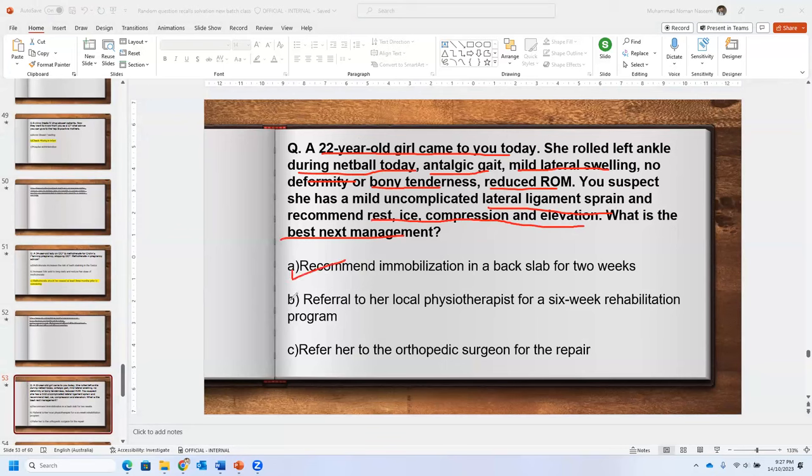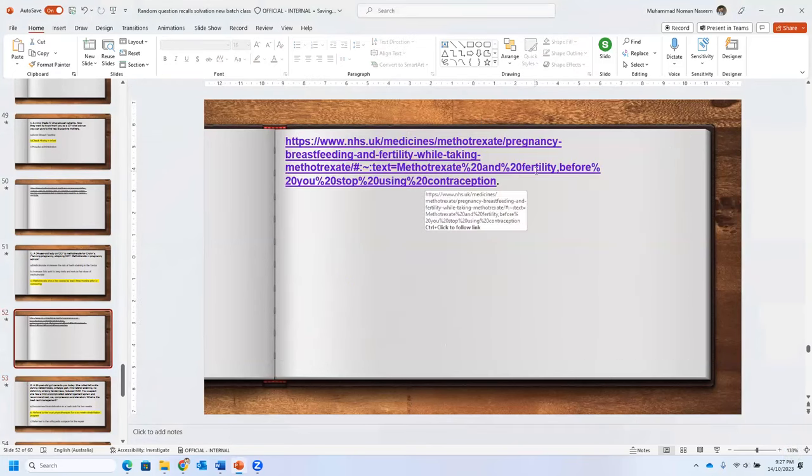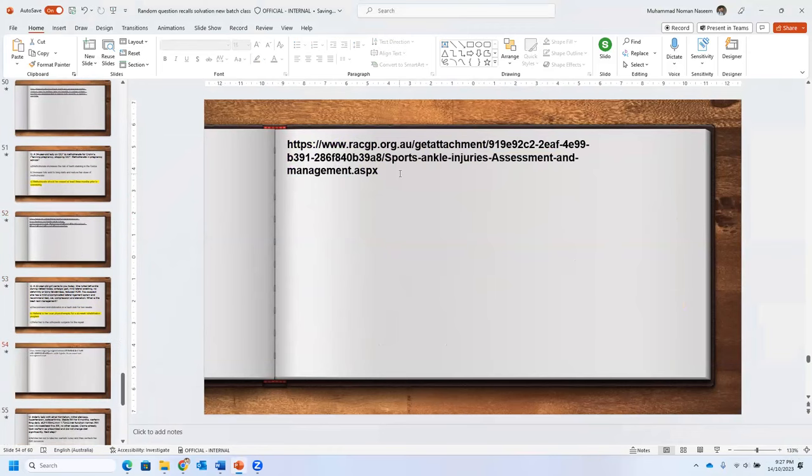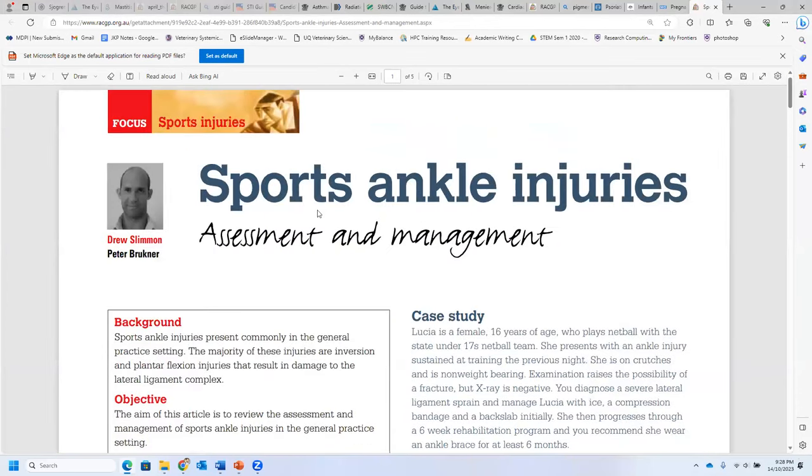Immobilization in a back slab for 2 weeks? Refer her to the physiotherapist for rehabilitation for 6 weeks? Or refer her to the orthopedic surgeon for the repair of the sprain? We don't recommend immobilization. We recommend compression, elevation, rest, icing, and pain relief. But we also recommend the patient go through a rehabilitation program for at least 6 weeks. So we always refer them to our physiotherapist who can help them with exercises to regain functional mobility in their legs.